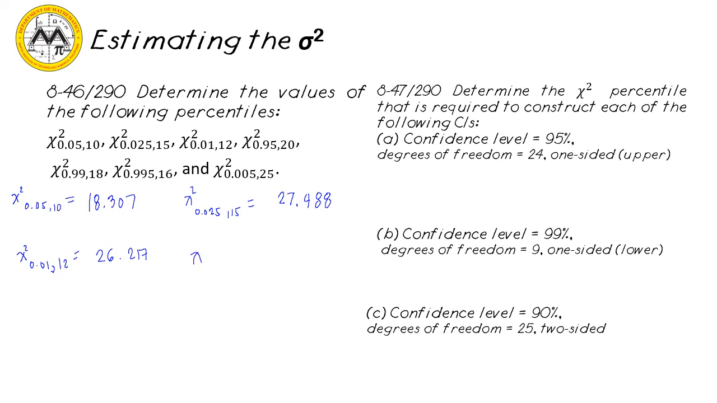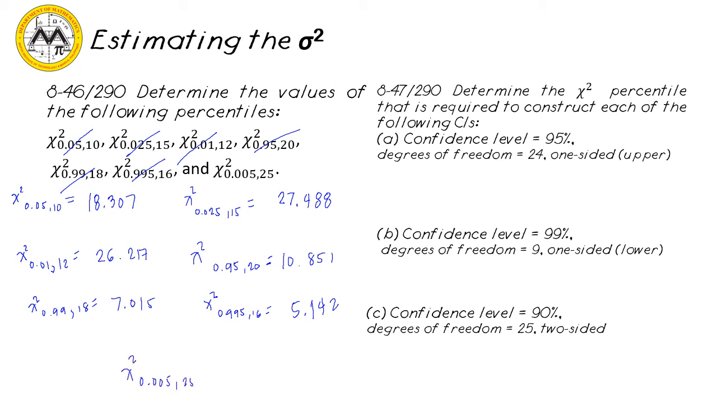Next, chi squared of 0.95, 20. So that's 10.851, correct. So we had 0.05, 10; 0.025, 15; 0.01, 12; 0.95, 20. Next, chi squared of 0.99, 18. So that's 7.015. Next is chi squared of 0.995, 16. So that's 5.142. And finally, we have chi squared of 0.005, 25. So that is 46.928.